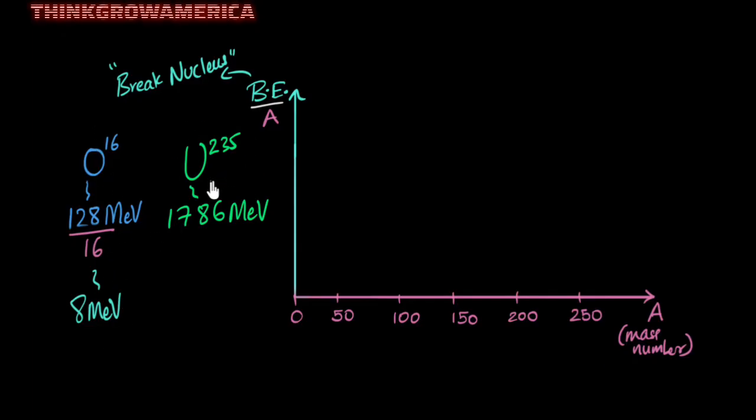How much for uranium? Well, for 235, it is this much. So for 1, I have to divide this by 235. And this is why I chose these examples. If you do this calculation, it happens to be 7.6 mega electron volts. Ooh, what does that mean? That means to separate one proton or neutron from a uranium, it takes less energy compared to that of oxygen. And so who is more stable? It's the oxygen that's more stable compared to uranium.